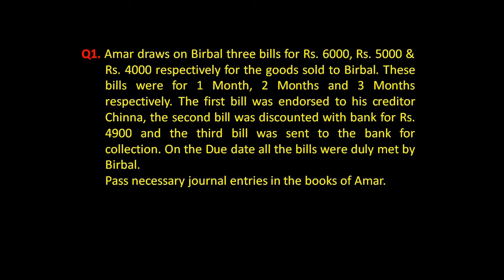These bills were for 1 month, 2 months and 3 months respectively. The first bill was endorsed to his creditor Chinna. That's a simple treatment for the first bill. If you remember, every time a drawer receives a bill, for each bill he's got 4 options. In the first bill he's used the option of endorsing it. The second bill was discounted with the bank for rupees 4,900. This is the treatment of the second bill, and the third bill was sent to bank for collection, which means out of the 4 options in this question we are going to cover the 3 options that a drawer has.